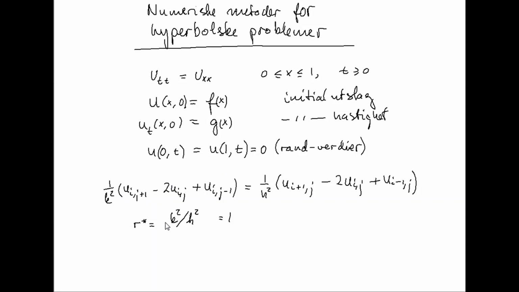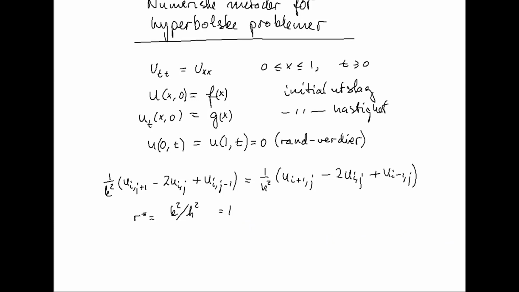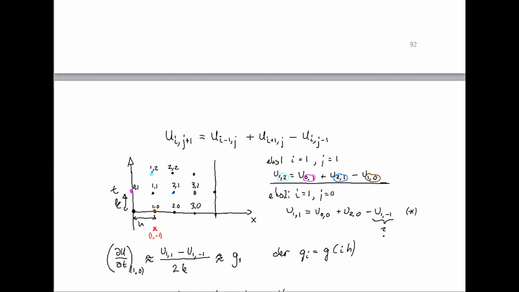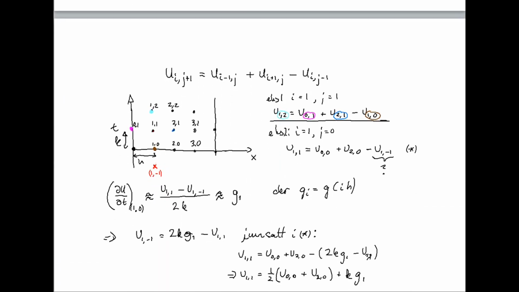We will assume that r star, which is defined by k squared over h squared, is equal to 1. So we have equal step length, or step, in the two directions, both x and t. In this case, we obtain the following discretization equation.